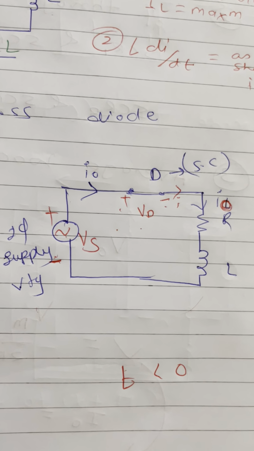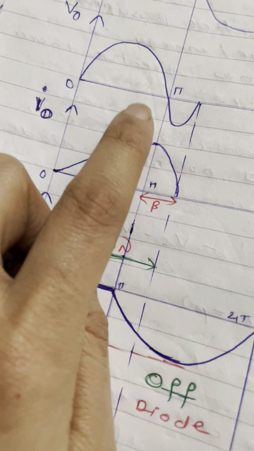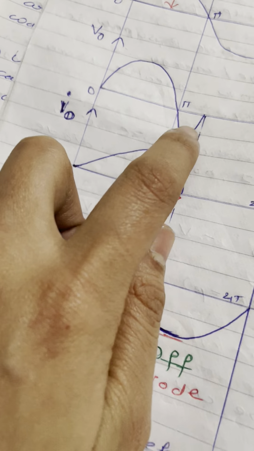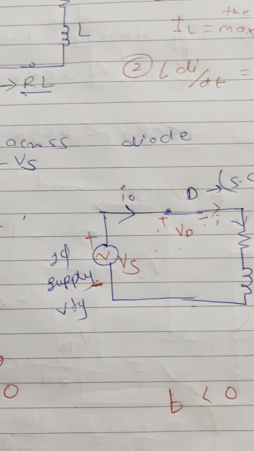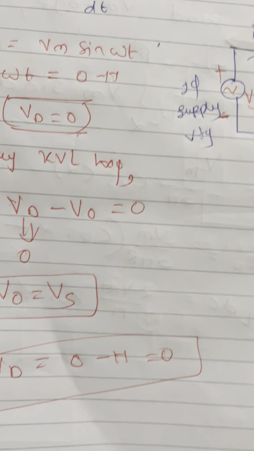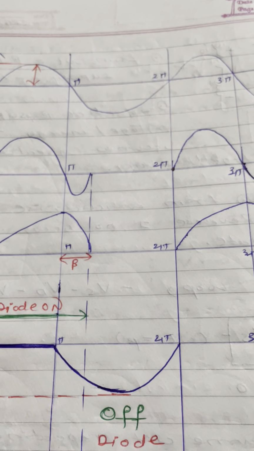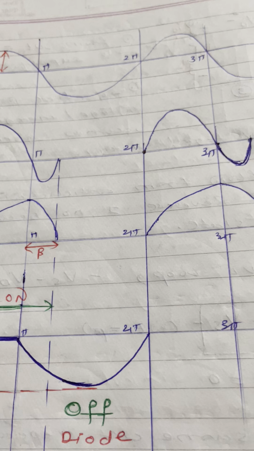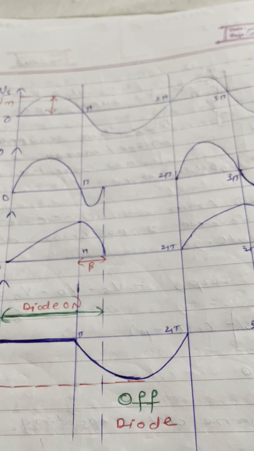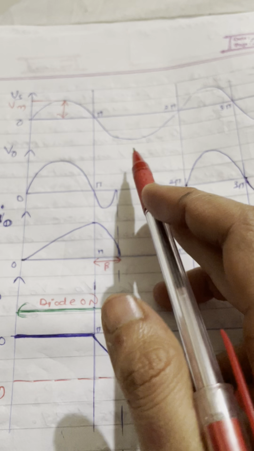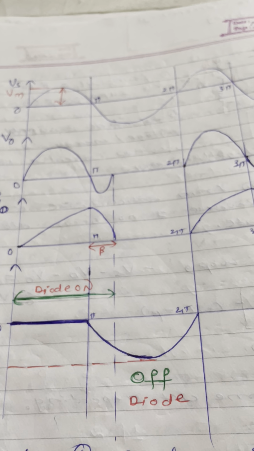So you can see here it is increasing slowly, and the inductor stores the energy. From pi to beta, the energy will be negative. That means the supply voltage Vs is negative. From pi to beta the supply voltage will be negative.